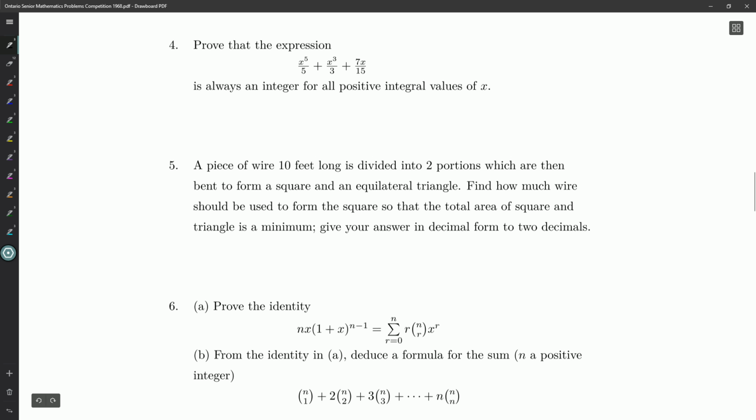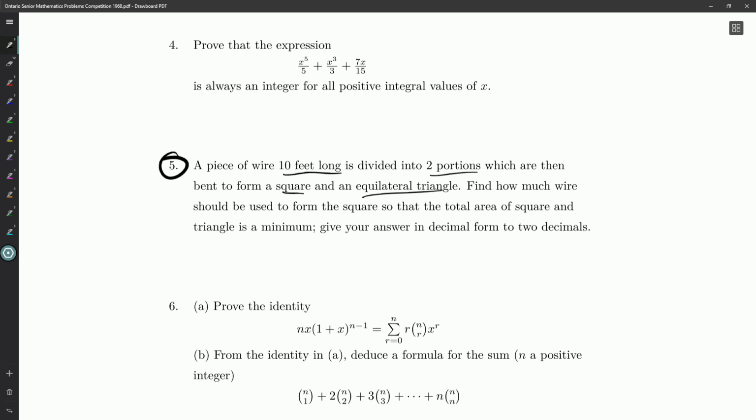In this video, we are up to question number 5 on the Ontario Senior Math paper from 1968. A piece of wire 10 feet long. Oh yeah, this is back when Canada used feet. That's kind of cool. Anyways, it is divided into two portions, which are then bent to form a square and an equilateral triangle. And this is a classic calculus problem.